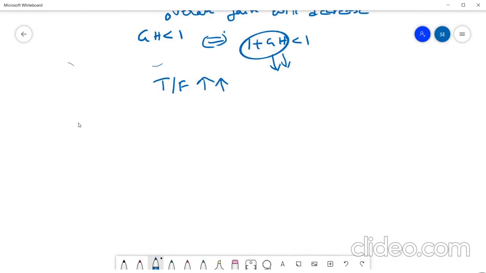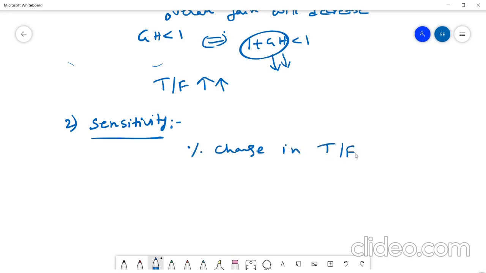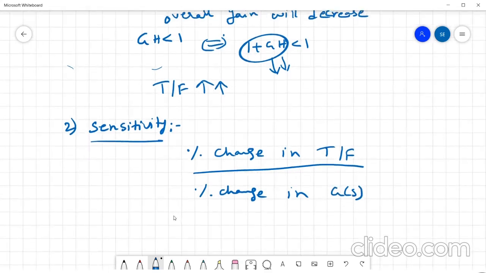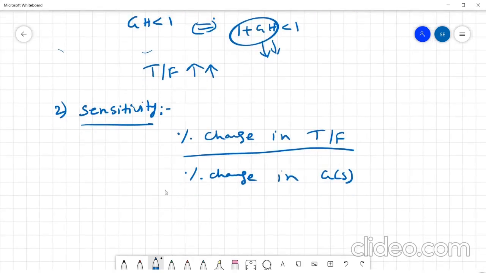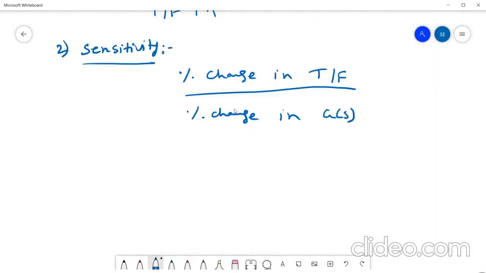Okay, the second term is sensitivity. So let us consider what sensitivity is. Sensitivity is defined as percentage change in overall transfer function to percentage change in G of s, right? So we have overall transfer function gain, that is G of s by 1 plus G of s H of s, and we have a percentage change in G of s.